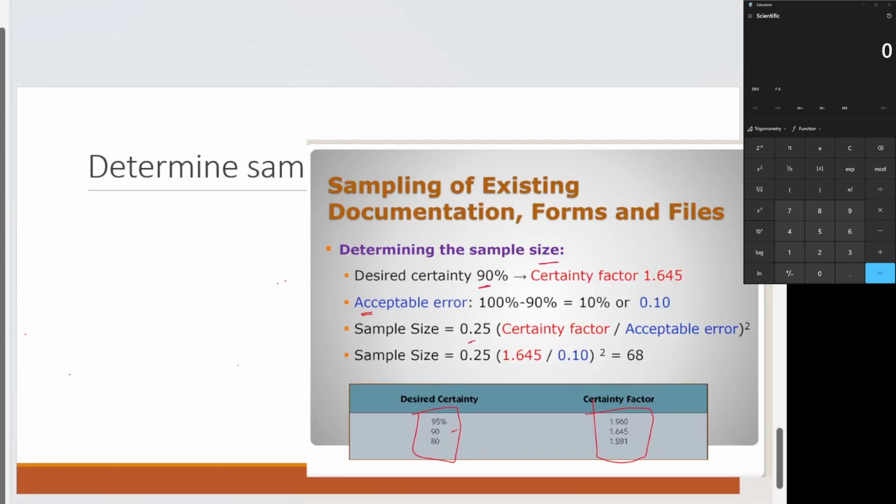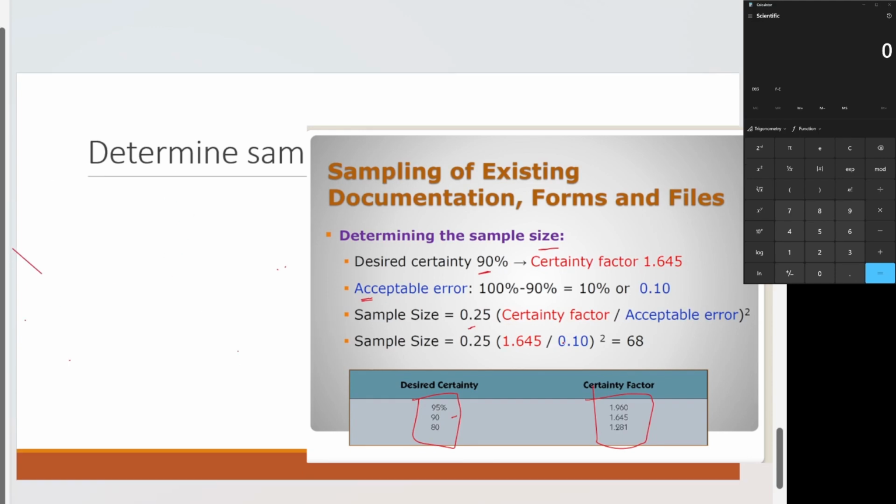Okay, let's start. In this slide, we'll be calculating the sample size. Okay, to determine the sample size, we'll be given the certainty factor. We'll be given desired certainty, and you have to calculate acceptable error. And then from that calculation, you have to figure out the sample size. So this is a formula you're supposed to memorize.